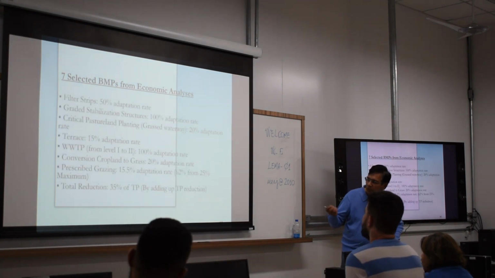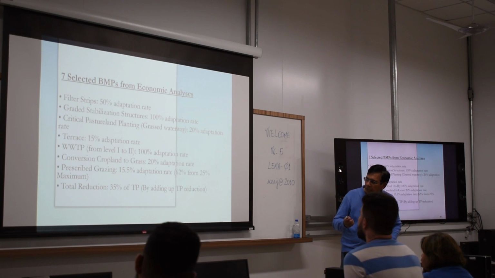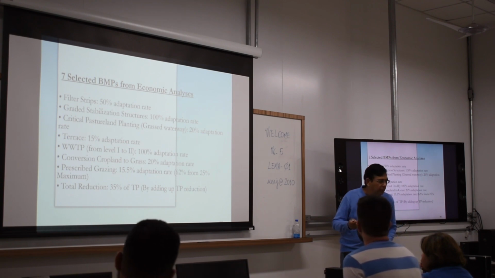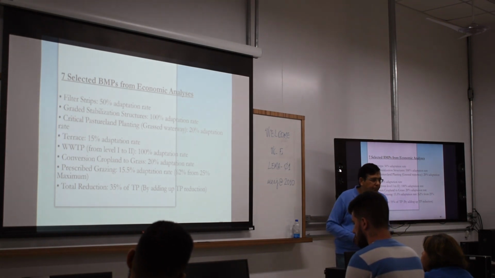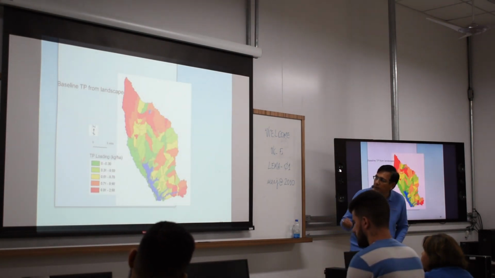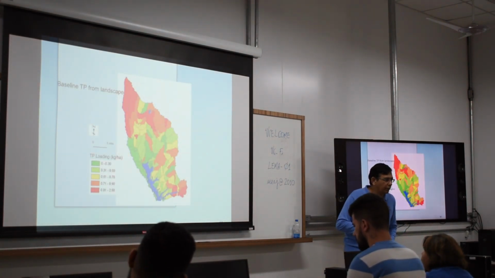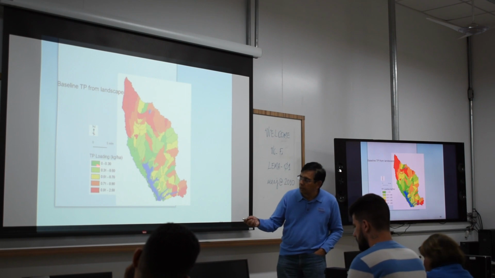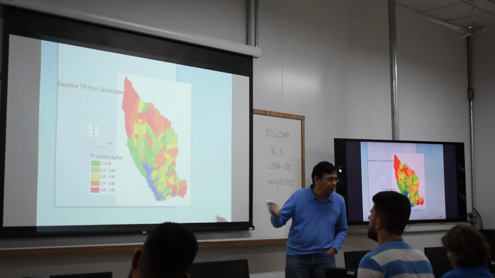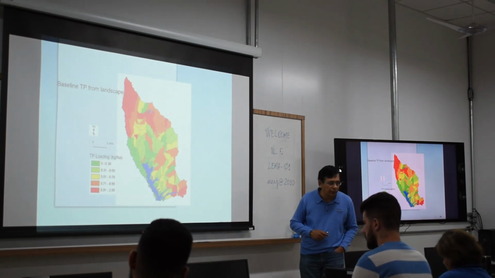Okay. So we took this information and then we went back to the model, and our target is to reduce to 35%. So this is the baseline phosphorus loading from the watershed. How much phosphorus is coming? So this gives you how many kilograms per hectare. The green, light green means less, dark red means more. Okay, more phosphorus.